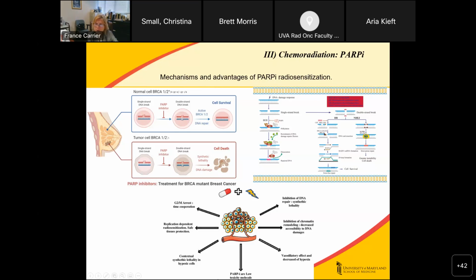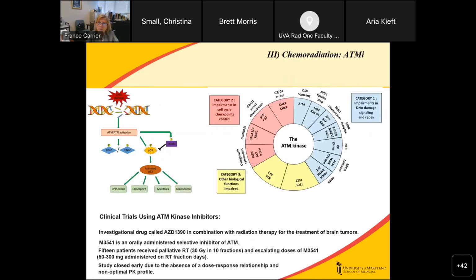So there are different effects of the PARP inhibitor, and that is why it works well in combination with radiation and increases sensitivity. This one, I would take with a grain of salt, that it has low toxicity. It means that it's not worse than any other chemotherapy drug, but there is still some toxicity with the PARP inhibitor.